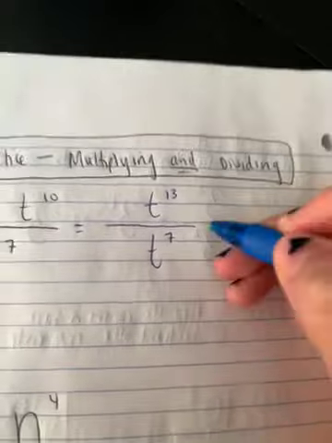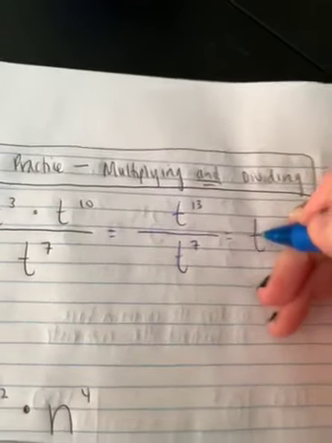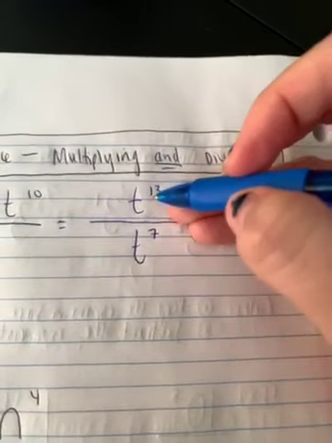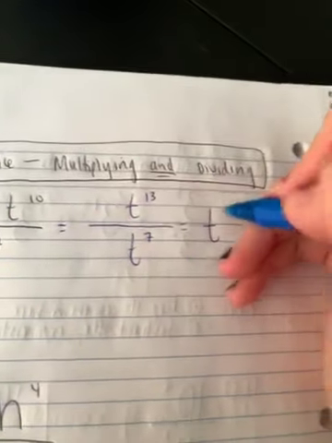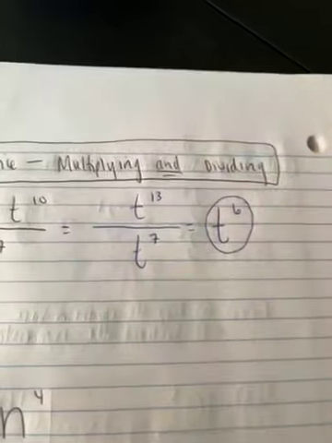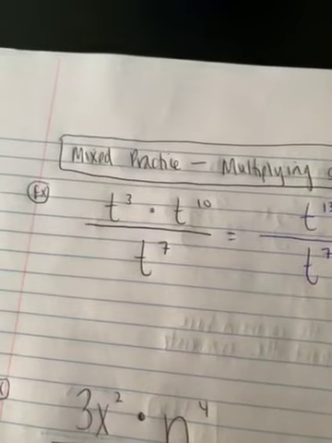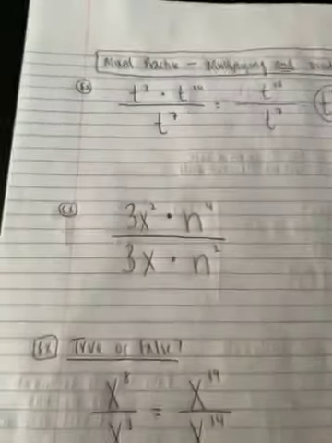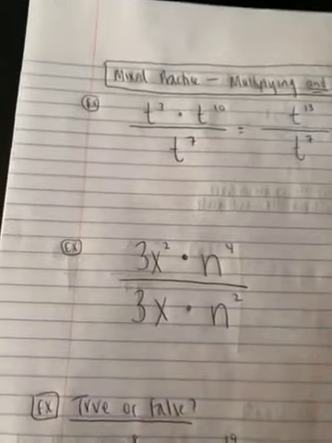So I have no more multiplication. All I have is division rule, keep my common base. I'm going to subtract my exponents. 13 minus 7 is going to give me 6. So that big example now condenses and simplifies to t to the 6th. How about this one? So it gets a little more complicated here.